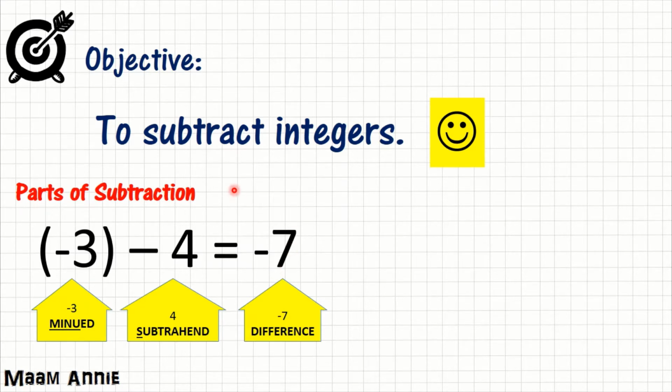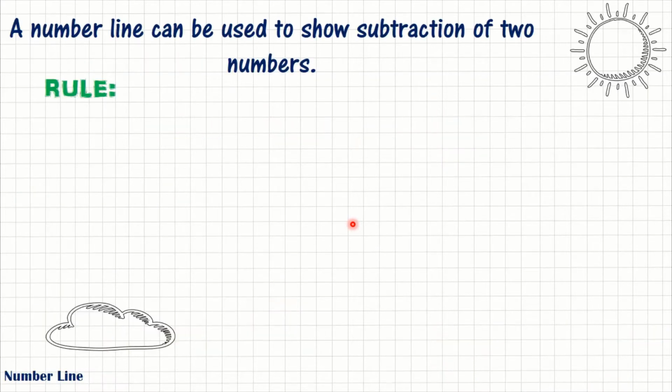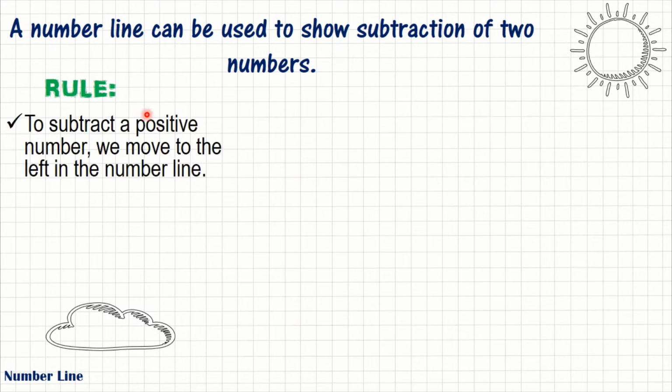So to subtract integers, there are two ways. We have using a number line and through computation. We will start first with using number line. A number line can be used to show subtraction of two numbers. So, meron tayong rule na susundin in using number line.